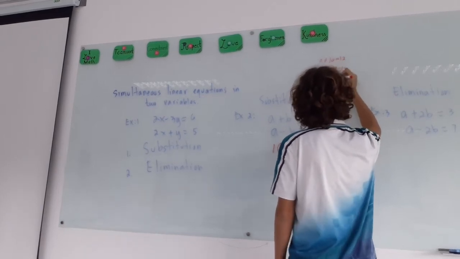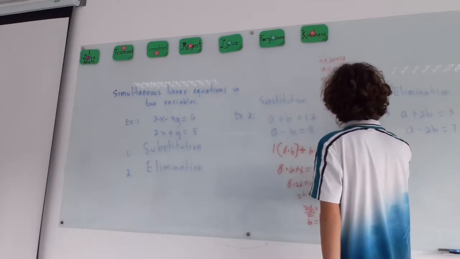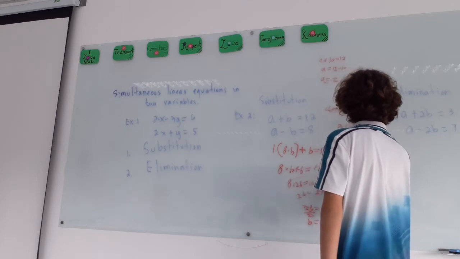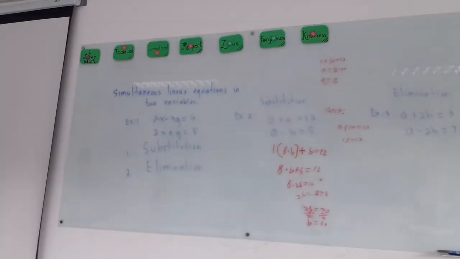A equals to 2. Now check. 2 plus 10 equals to 12. Wow. 12 equals to 12. Wow. Very good. Can you explain to us? Can you explain to us? I mean, yes, to me.